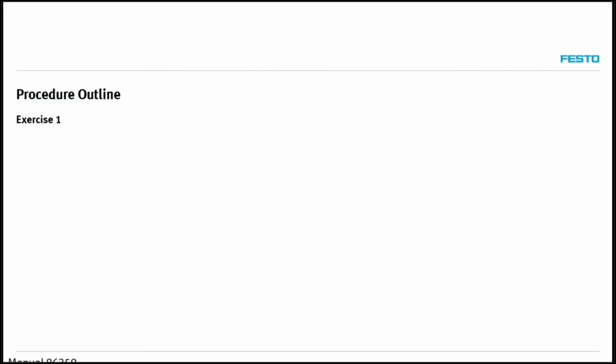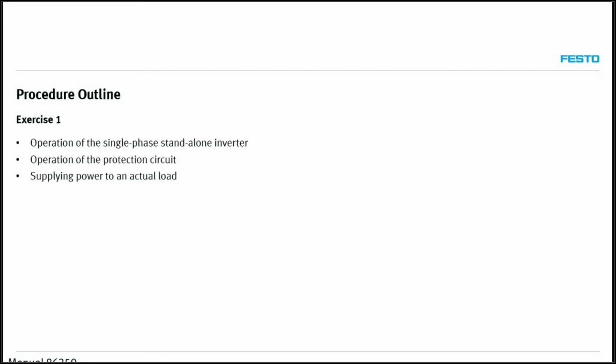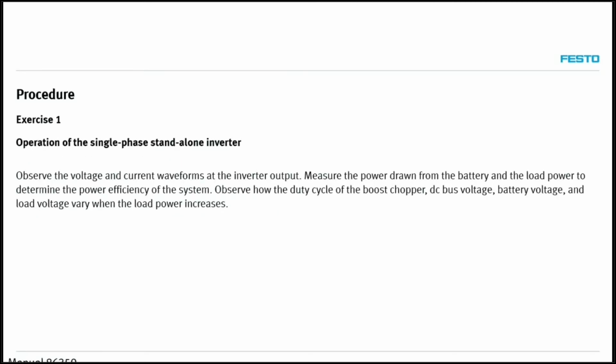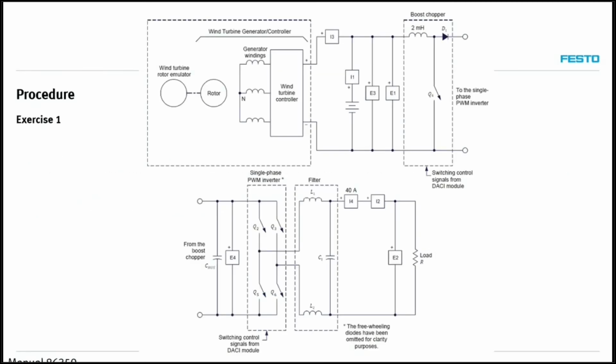So now for the demo that I want to do with you for the rest of the presentation, here is the outline. So we will first have a look at the operation of the standalone inverter, then operation of the protection circuit. We will supply power to an actual load, and we will power it with a wind turbine in our case. We won't do it with solar panel because we don't have time to try both, but we will power the system with a wind turbine. So here is the circuit that we will be setting up.